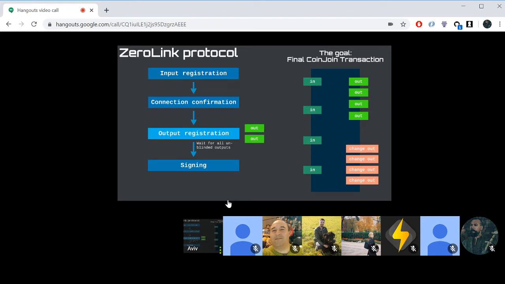It's important that this output registration happens roughly at the same time, so that all users are sending their unblinded outputs over Tor at the same time, so there's no timing analysis by the coordinator or by anyone else. And now that the coordinator has this transaction, which has all the inputs, all the anonymous outputs and the change outputs, now the coordinator can present this unsigned transaction to all the participants, and we reach the final stage, which is the signing stage.